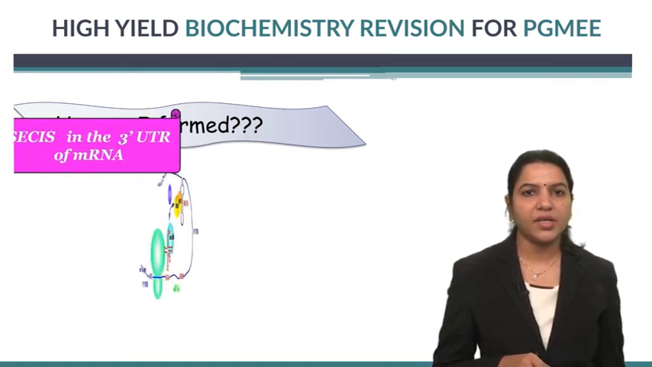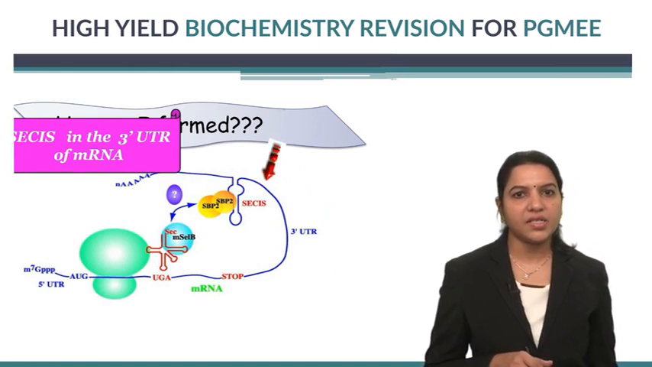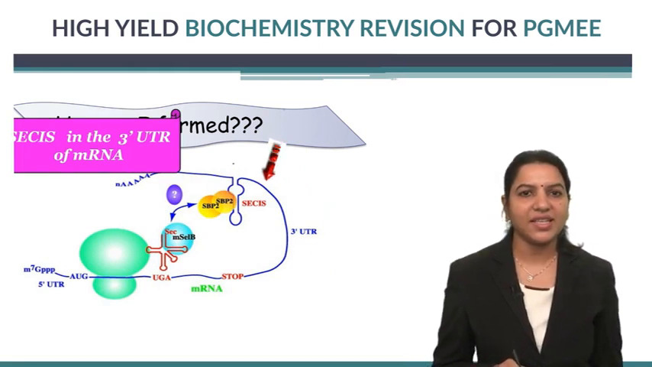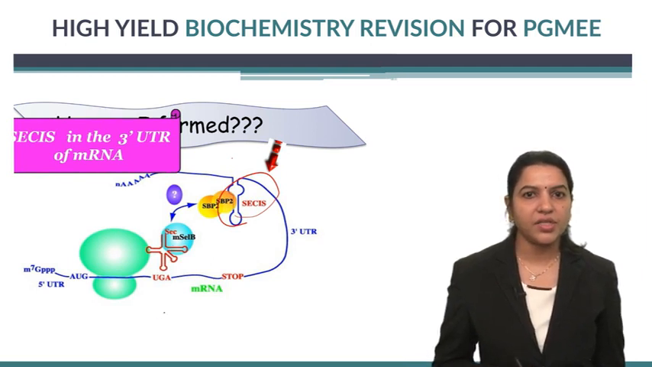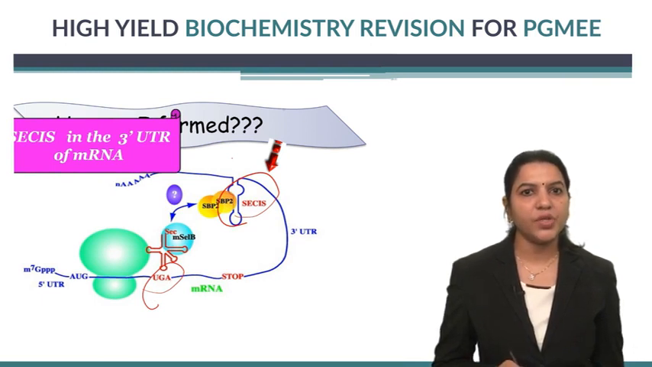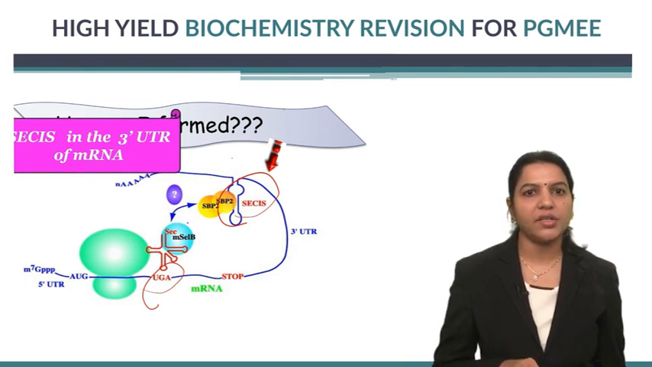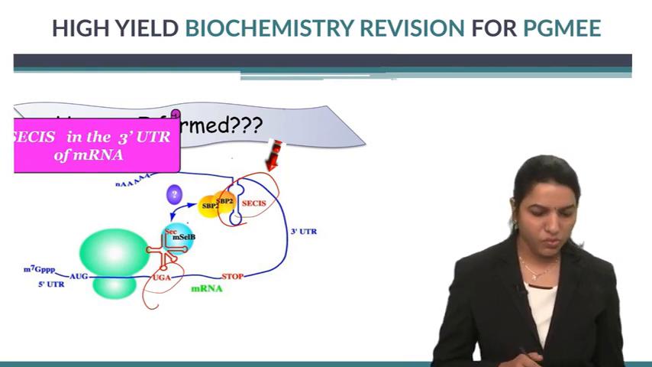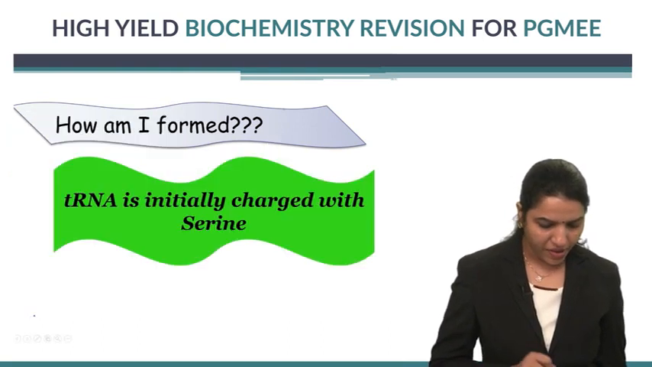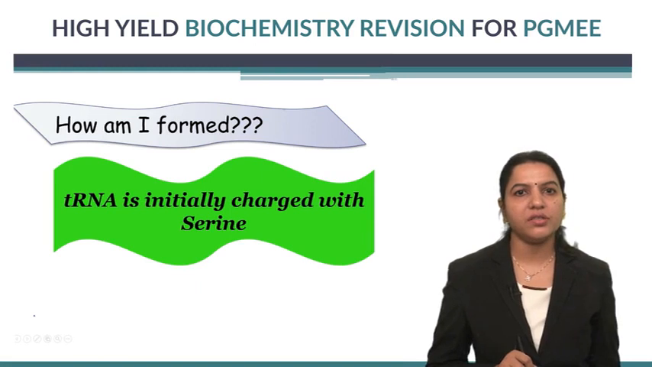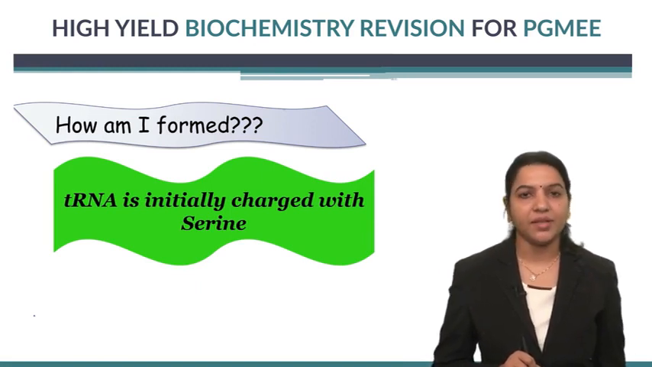Then in those mRNA, there is an element in the untranslated region, and that is called as the SECIS element. So if the SECIS element is present in the 3' untranslated region, and in that mRNA you can see here a UGA codon. UGA is actually a stop codon, but in this particular case the UGA binds with a tRNA. And what is the tRNA that binds to this UGA? The tRNA that binds to this UGA codon is a tRNA which carries serine.